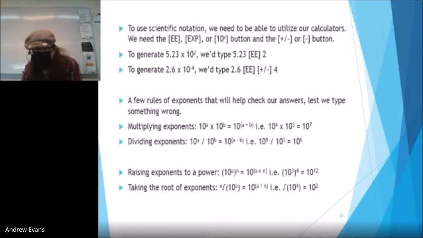And if you raise a power to an exponent, it's the same as multiplying by that exponent. So 10 to the third raised to the power of 4 means 10 to the third plus 10 to the third plus 10 to the third plus 10 to the third, or 10 to the 12th. And in the same way, if you root it, you divide by that. So if I square root 10 to the fourth, 4 divided by 2 is 2.